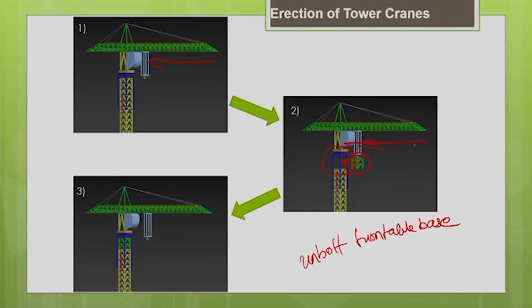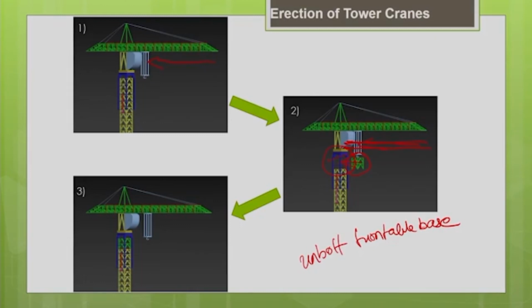Every time you have to do the trolleying action and bring the new section near the tower, lift the turntable, unbolt the turntable, lift the turntable with the hydraulic jack, then introduce a new section, then again bolt it. Like this you can keep on adding the sections for the erection of the tower crane. This is called a self erecting procedure.